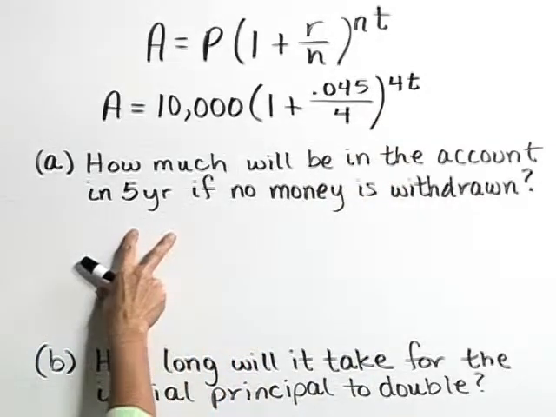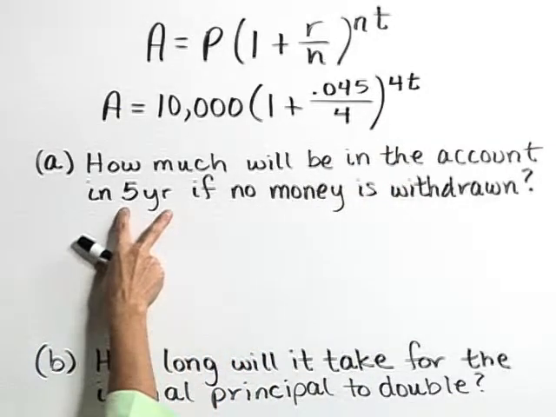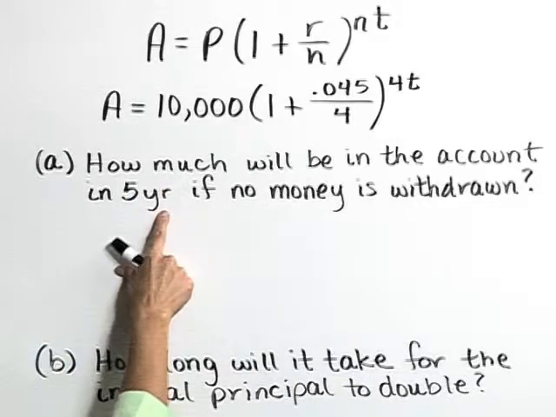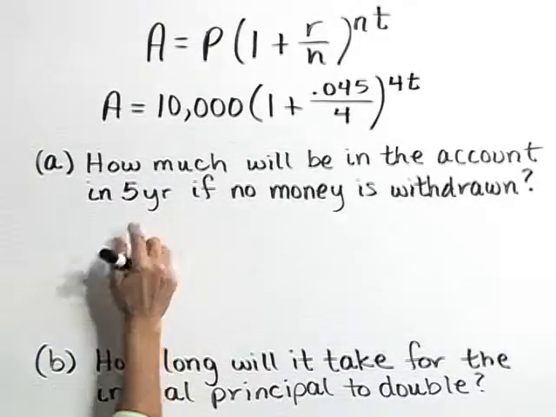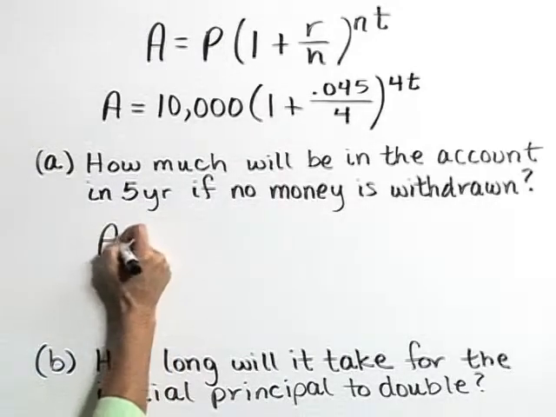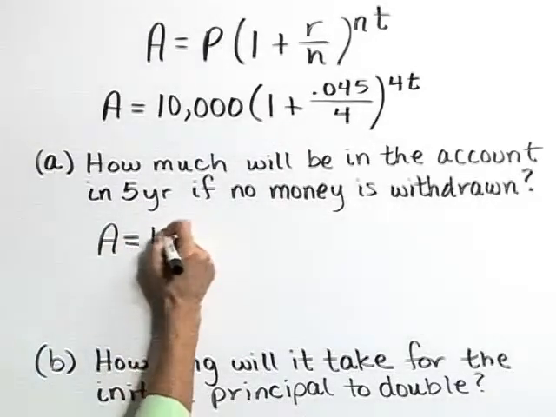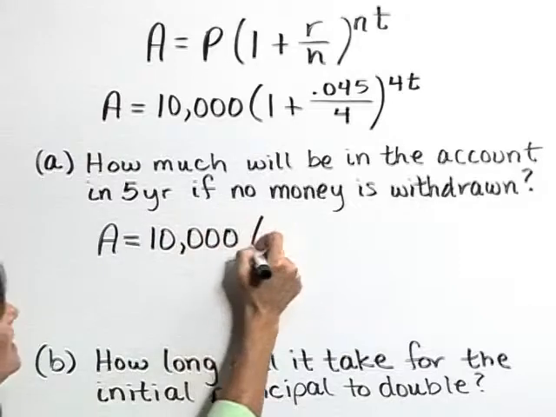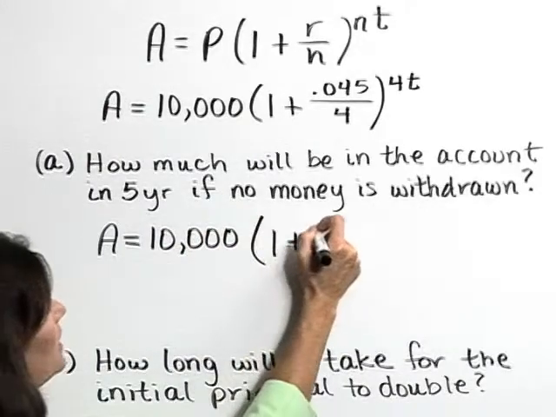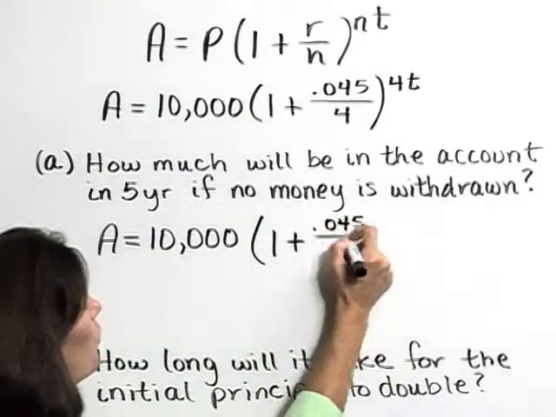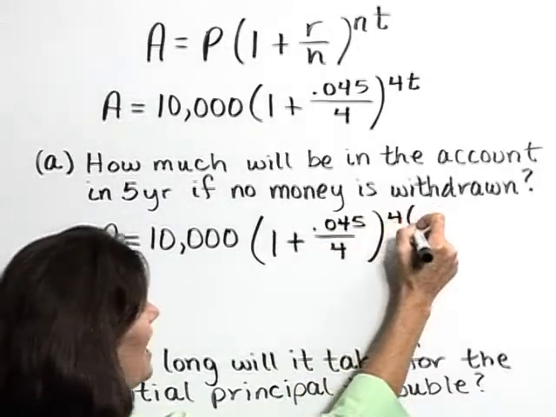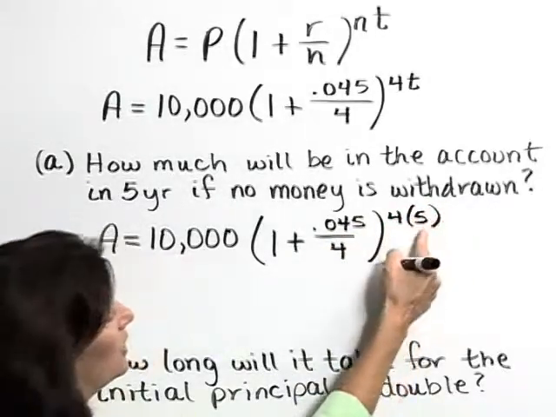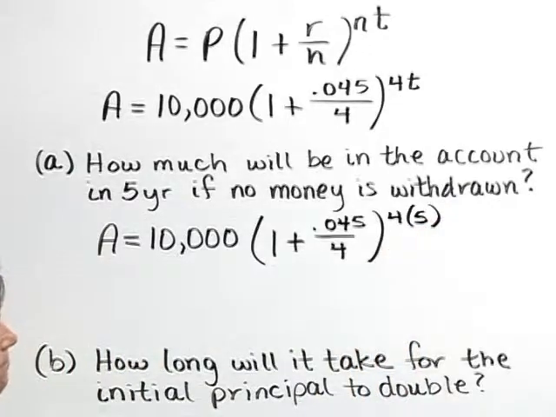Now for Part A, how much will be in the account in 5 years? Here we're going to substitute that value of 5 in for t, the time. So let's write A is equal to 10,000 times 1 plus 0.045 over 4 raised to the 4 times, in place of t, I've put the number 5.